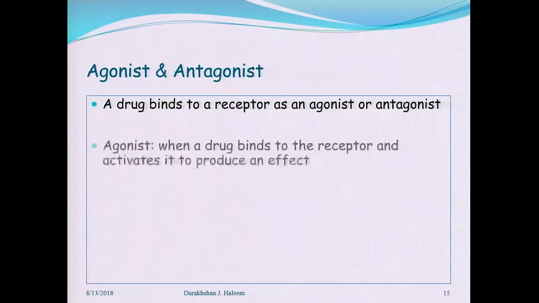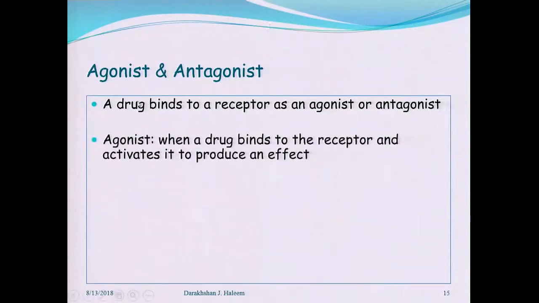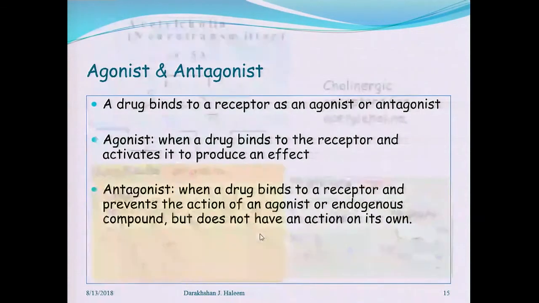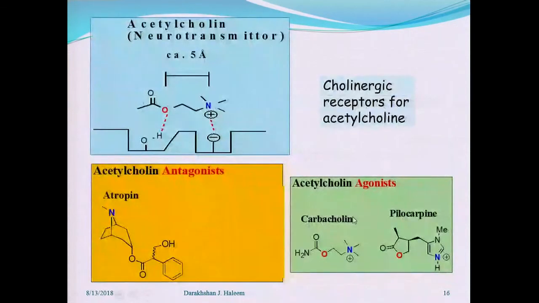Agonist and antagonist. A drug binds to the receptor site as an agonist or an antagonist. So both agonist and antagonist have got affinity. An agonist will bind to the receptor sites and will activate it, while an antagonist will bind to the receptor sites and will not activate it. Now here you can see the examples of agonists and antagonists.